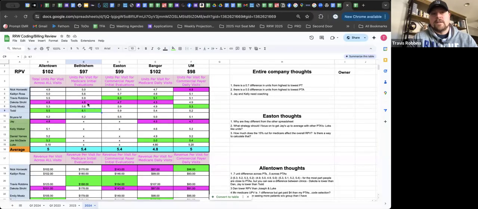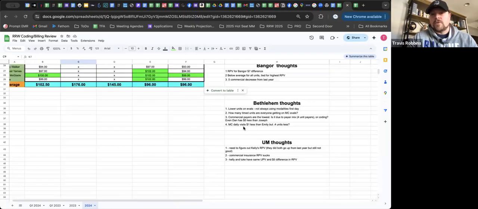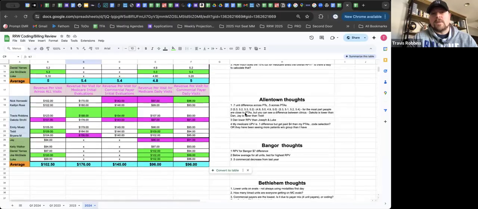That's a huge difference. So what is going on such that Dakota is at 4.8 units per visit and Todd is at 6.1? Now there's a couple people close to 6.1: 5.9, 5.8, 6.1. That's pretty close, but 4.8 out of all these is pretty low. And then we broke it down. Each of the clinical directors wrote down what these numbers make them think.